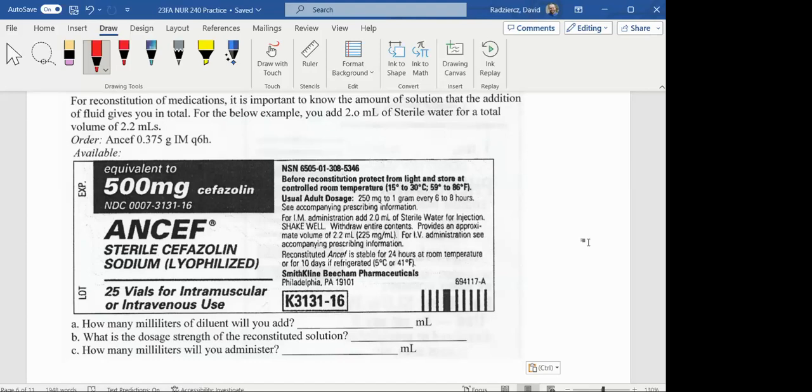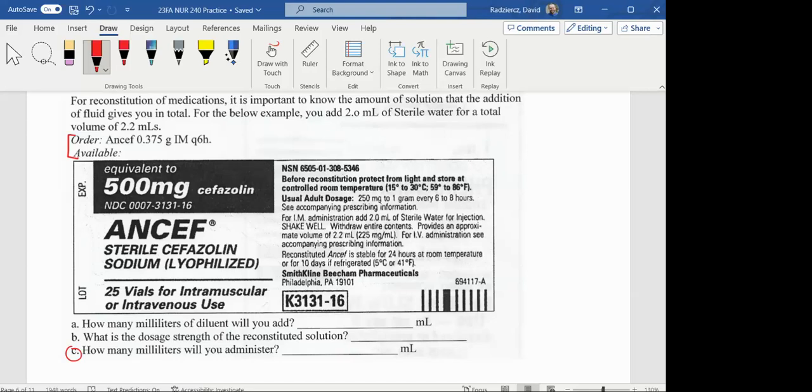So first of all, what you would likely see on a test is the order and the available with your label, and then the question saying how many milliliters would you administer. Now, what's tricky about this is when you look at the label by itself, it doesn't say anything about milliliters on the label, which is what makes this a little bit tricky. So you have to do some searching to find the information you're looking for. Mainly what you're looking for is the concentration or the strength. So let's talk about that.